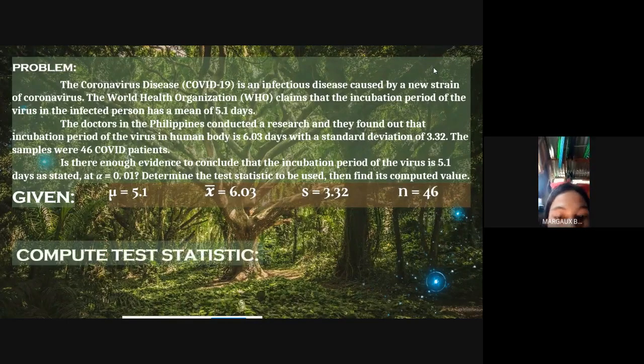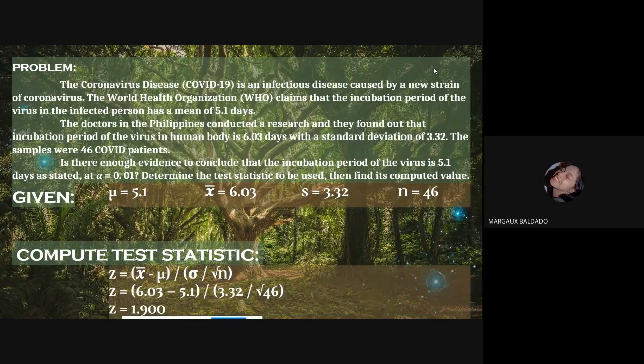The formula of z-test is equal to the quantity sample mean minus population mean divided by the quantity population standard deviation over the square root of sample size. Since the population standard deviation is unknown, but because of the central limit theorem, we can use the sample standard deviation as an approximation. So computing the test statistic, 6.03 minus 5.1 divided by 3.32 over the square root of 46, our z computed value will be 1.900.